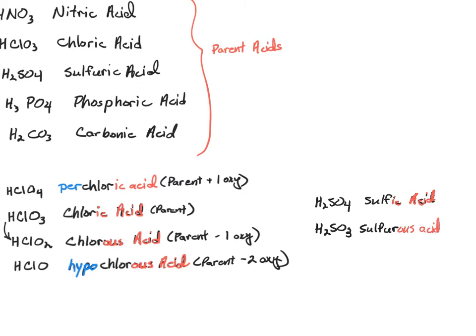And if we had even 1 fewer than that, that would be H2SO2, and that would be hypo, so that's going to have a prefix of hypo, the root of the parent name, sulfur, and the suffix "ous acid."